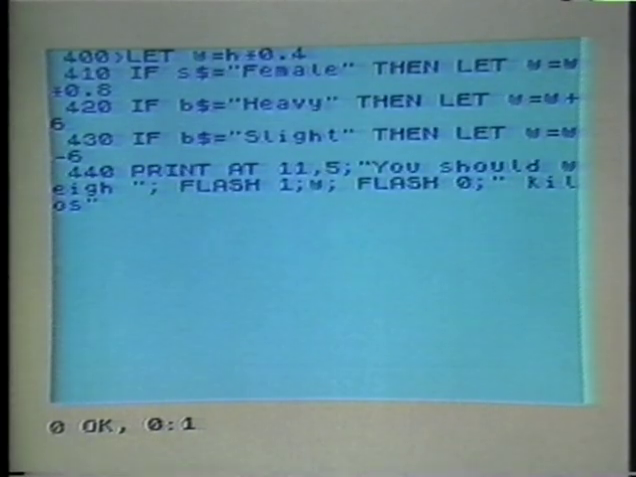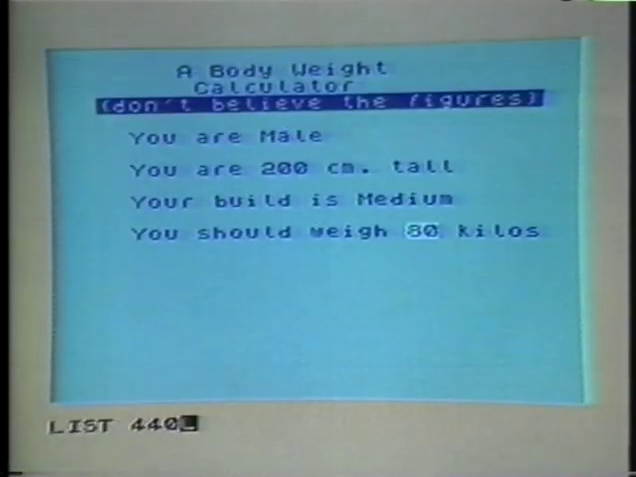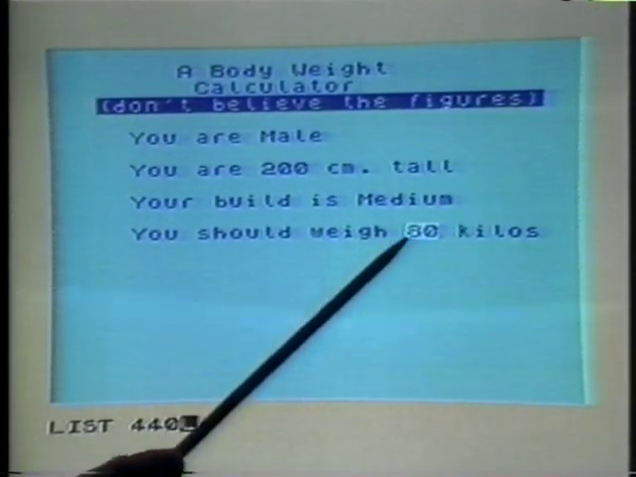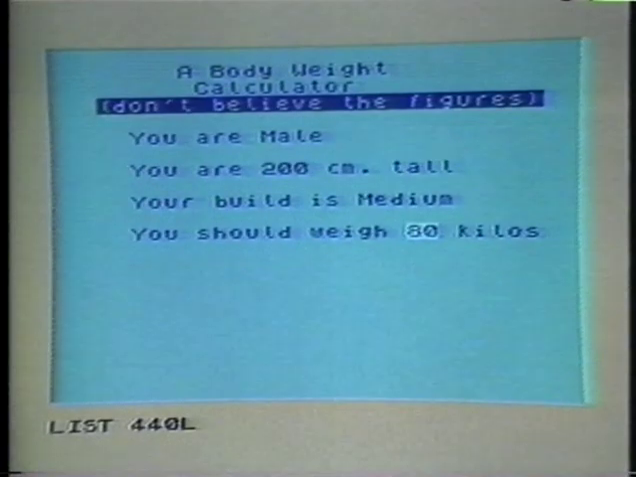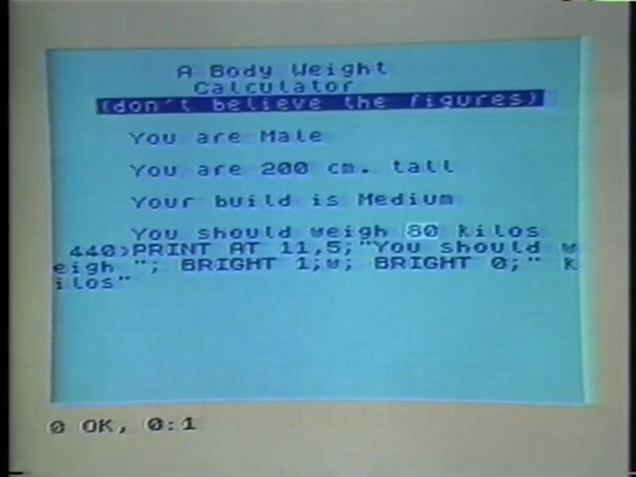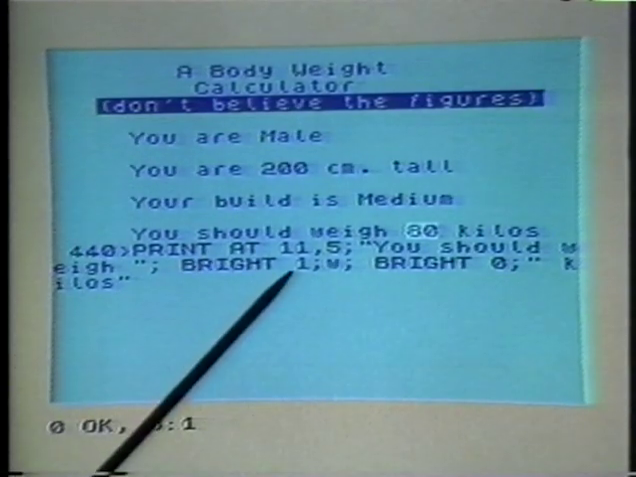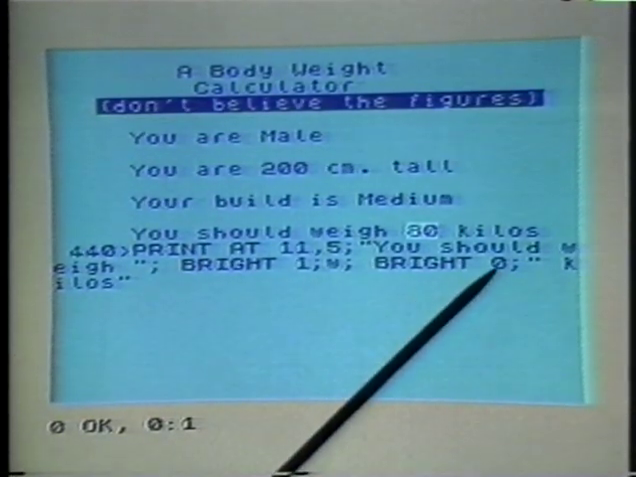And in fact, we can emphasize text in another way by using bright instead of flash. Let's show the result of that final print statement using bright. There you see the result of replacing flash by bright. The number has been printed in a brighter form. And we can see the statement that did that by listing line 440, bright 1 and bright 0.